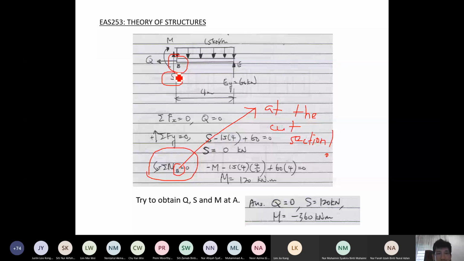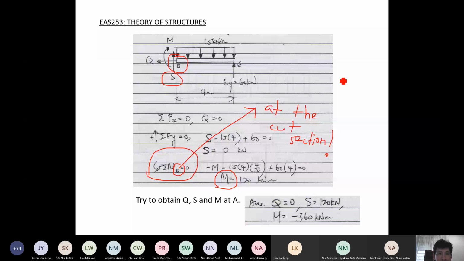Okay, so try to take moment at the cut sections when you want to evaluate bending moment at that cut section. So when you take moment at the cut section, don't forget that the bending moment M here must be included. It will appear in that moment equilibrium equation. So this is a simple example again of how to get a bending moment and shear force at particular sections.